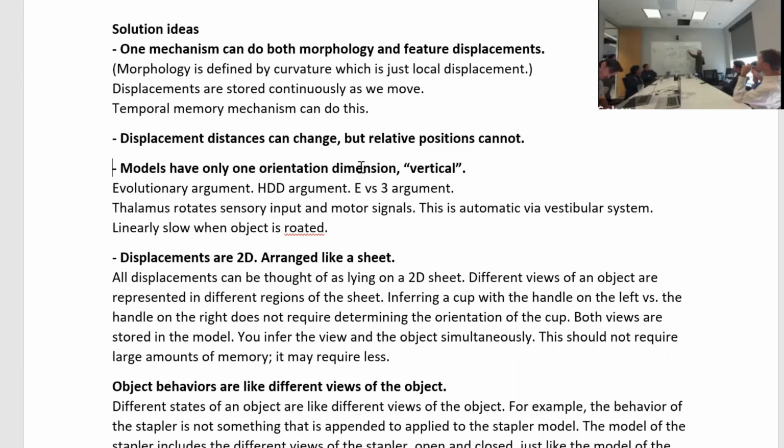And so I'm inferring the model, the object, the coffee cup. At the same time, I'm saying this is what it looks like when the handle's on the left, and this is what it looks like when the handle's on the right. I don't think this is going to take a lot of memory. In fact, it might take less memory to do this.